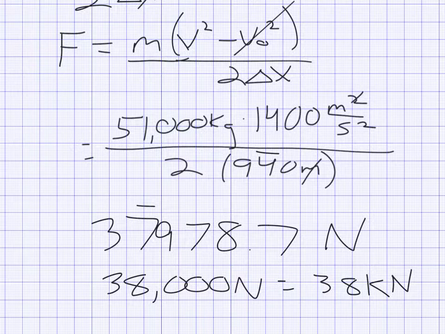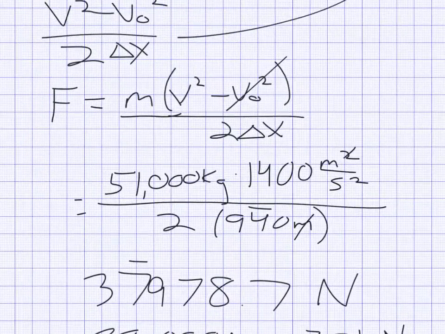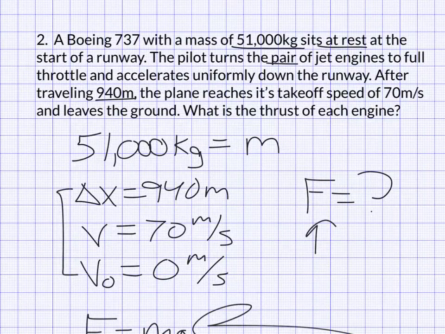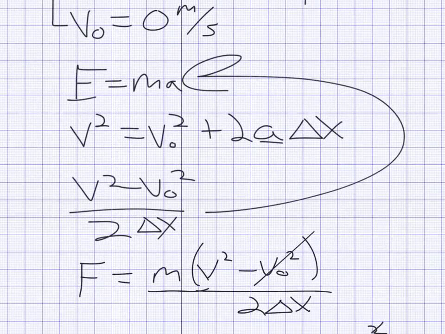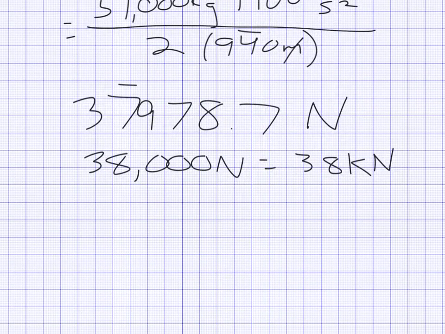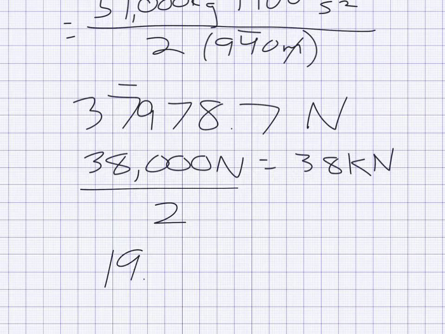Oh, and there's one thing we still have to do. Haha, I almost forgot. And you might have missed this too, but if you go back to the problem, remember at the beginning we said this plane has a pair of jet engines, but the question says what is the thrust of each engine? So that force that we just calculated is the force pushing the plane down the runway, but that's divided amongst two engines, so you're going to have to halve it. So each engine is actually putting out 19,000 newtons worth of force.